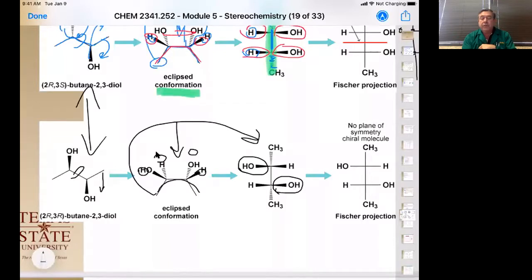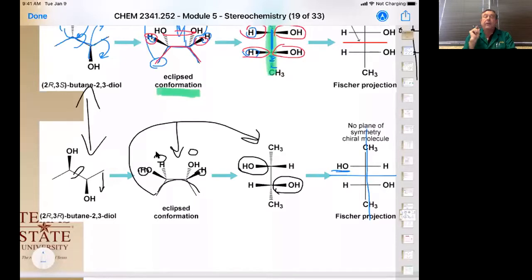And so when we draw it as our Fischer projection, we end up getting this compound here. Now notice it looks very similar to that, except for the OHs, one OH has been moved over. And the outcome of having that OH moved over to here is now there is no plane of symmetry. You draw it this way, you have hydrogen, oxygen opposite each other. You draw it this way, you have OH and hydrogen opposite each other. So there is no plane of symmetry. And so this particular part of the diastereomer is optically active and is chiral.